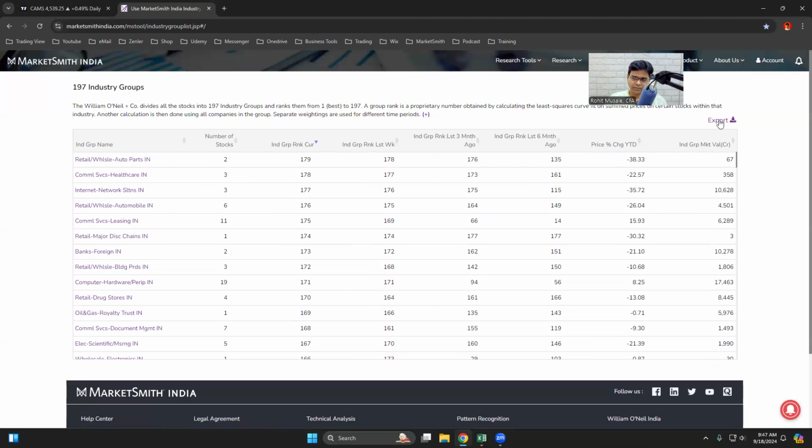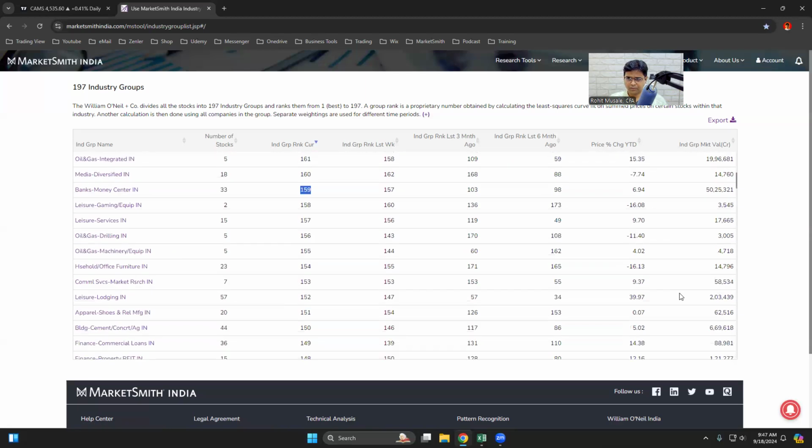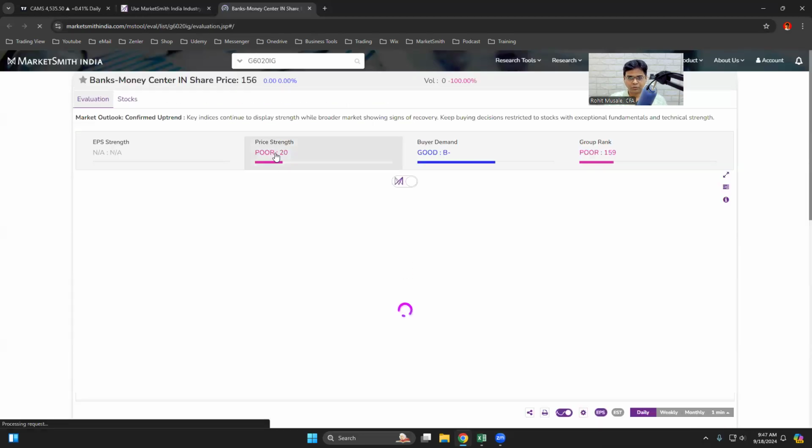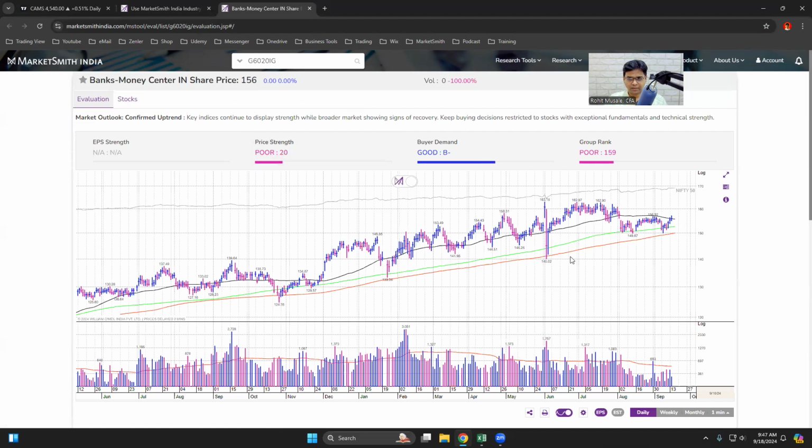You can download this and slice and dice the industry group. Next, let's take a particular industry. Let's say banks. If I click here, it shows me the chart of the bank. It looks like a stage two outperforming industry.